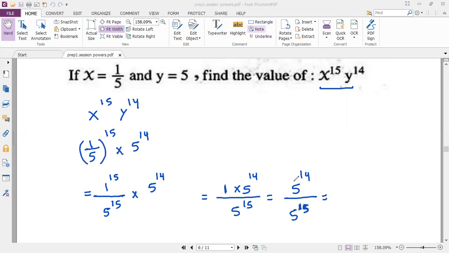When dividing like bases, write the base as it is, then subtract powers. 14 minus 15 equals minus 1. And 5 raised to the power of negative 1 equals 1 over 5, as you know.